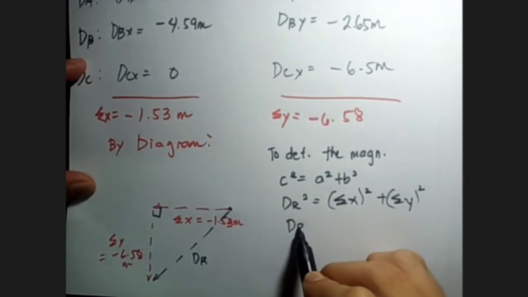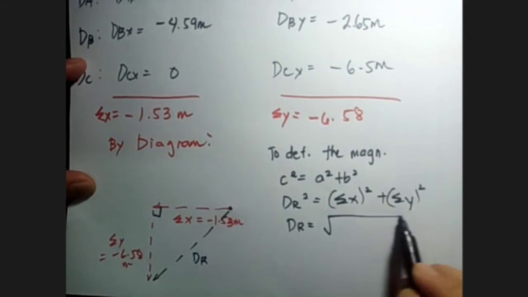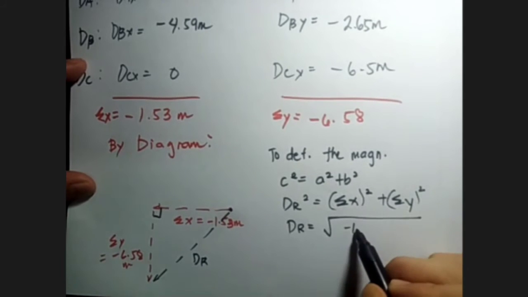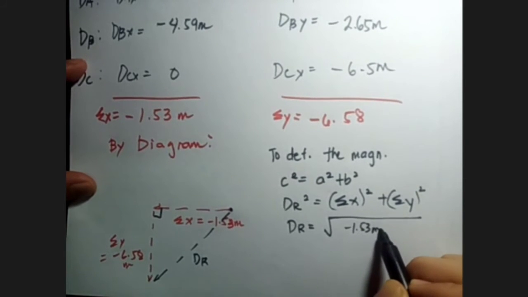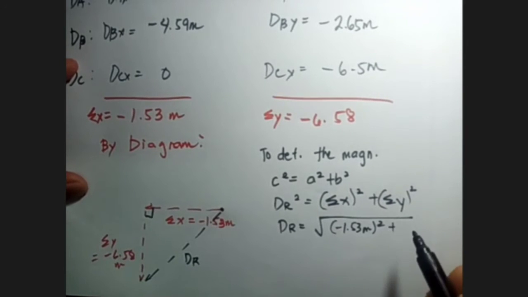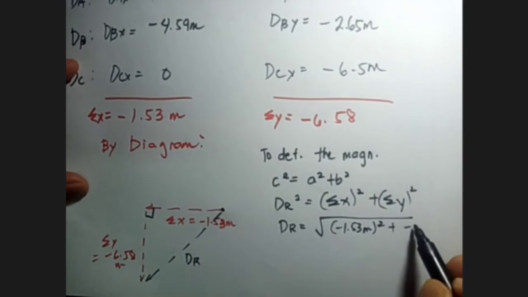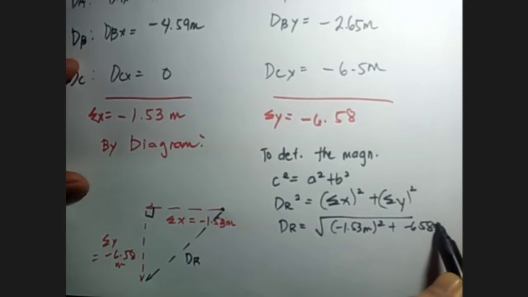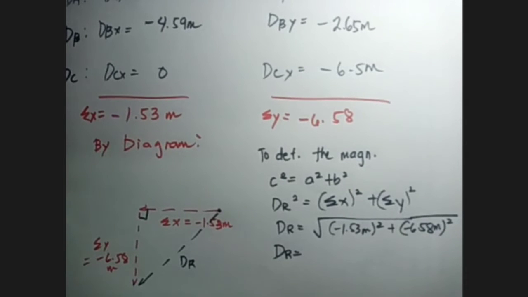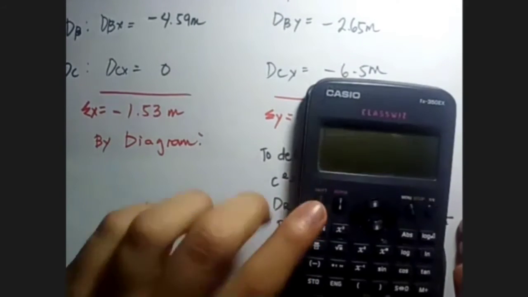We have d sub r equals the square root of negative 1.53 meters squared, okay, plus negative 6.58 meters squared. So d sub r is equivalent to what? Okay. Square muna, then add. Okay, pakita ko lang sa inyo.